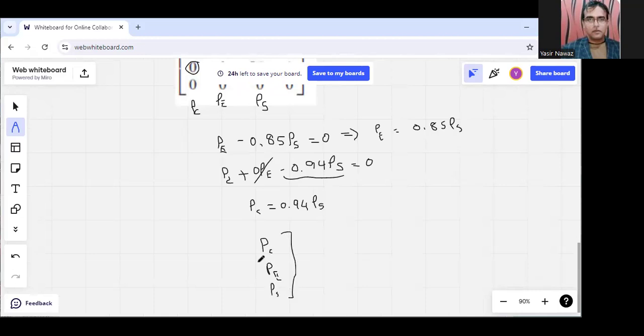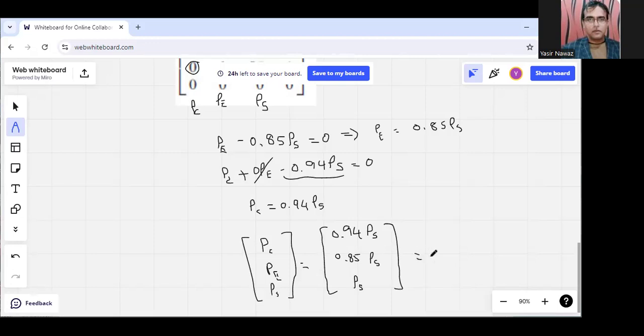Now the vector containing these three variables, what is it equal to? What is PC equal to? PC is equal to 0.94 PS. And PE is equal to 0.85 PS. And PS is the free variable because the third row was 0. So that would be a free variable.